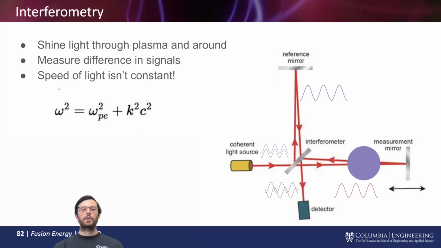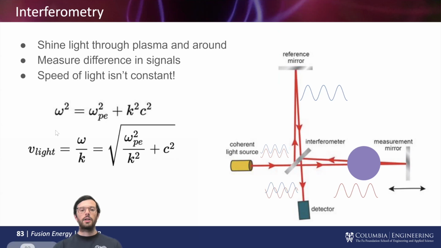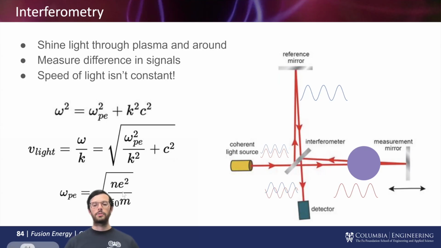This is the frequency that we're interested in. This is a light wave in a plasma. And what we see is that the velocity of the light is slightly different depending on the plasma frequency, ωpe. So this is the electron plasma frequency. Our velocity of light is dependent on that, and that is dependent on density. So plasma frequency is dependent on density. The rest of these are constants. So the velocity of the light, which we measure by measuring the interference, tells us something about the density. So this is used in every tokamak.